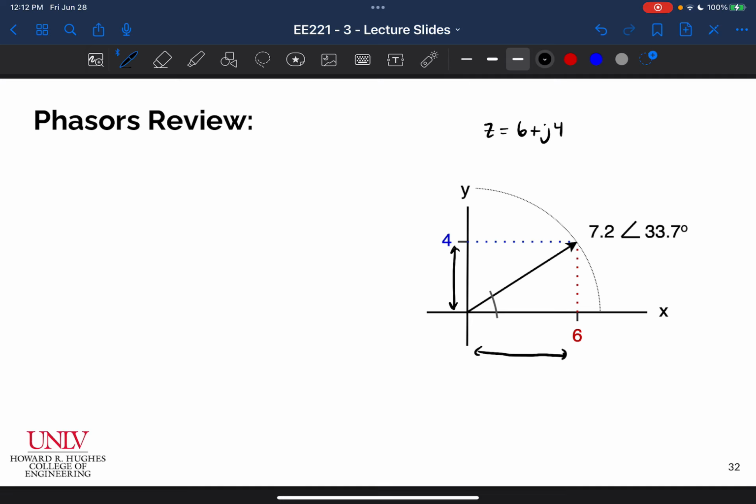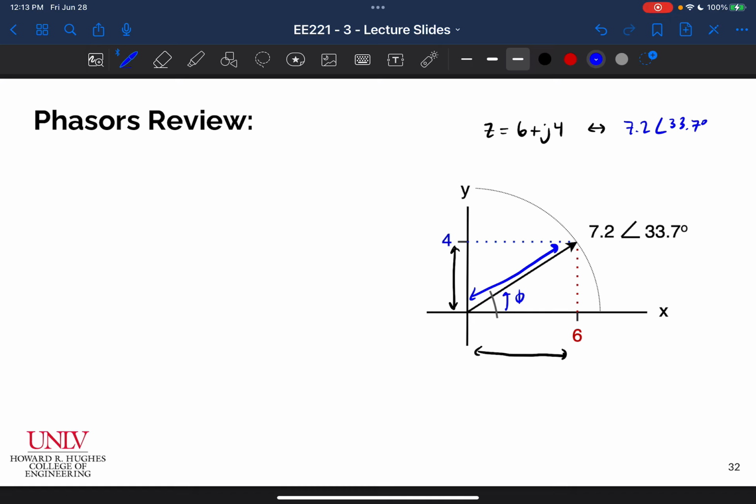I can also represent z as a phasor, right, which has some magnitude, which I could write as 7.2, which is basically 6 squared plus 4 squared, take the square root. And we can also characterize it by the angle that it makes with the positive x-axis. So in this case, it would be 33 degrees. Well, I didn't choose this value arbitrarily, it's geometric.